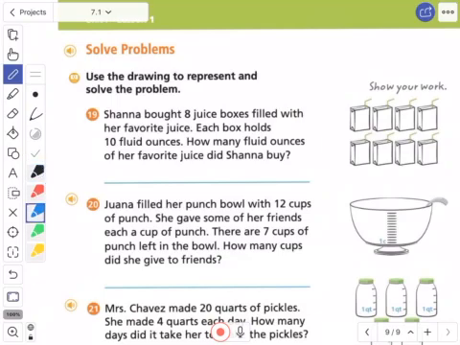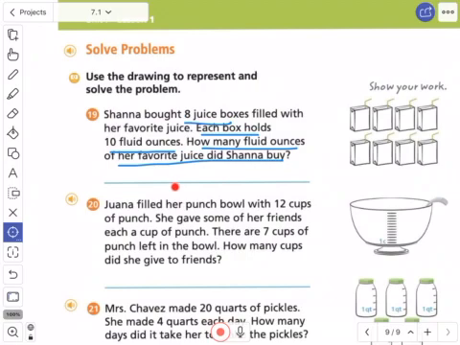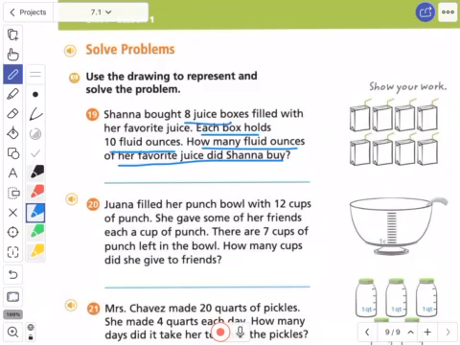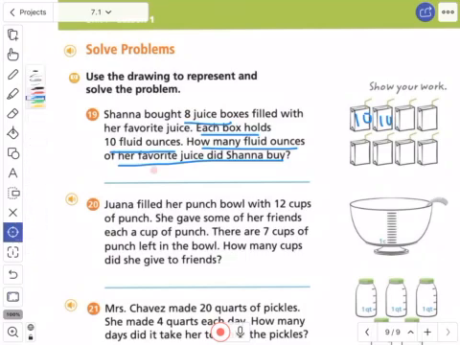It does say, I should do my underlining, 8 juice boxes filled with her favorite juice. Each box holds 10 fluid ounces. How many fluid ounces of her juice did she buy? So use the picture over here to help. For this one, it says each box holds 10 fluid ounces. Well, I would almost just write the number 10 in each of these to help. And then you're going to do your equation right there.